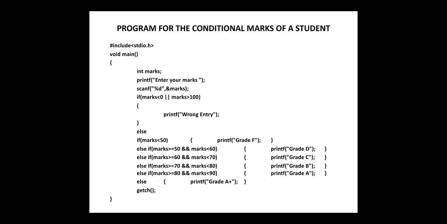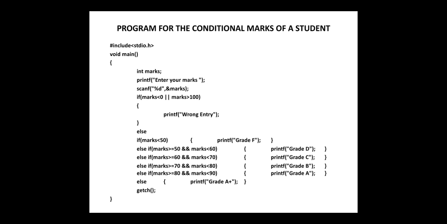If the student scores within the range 50 to 60, then he must have the grade D. If he scores 60 to 70 range, then the grade is C. And the range between 70 and 80, then the grade is B.